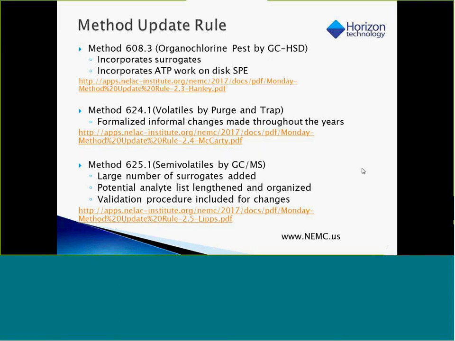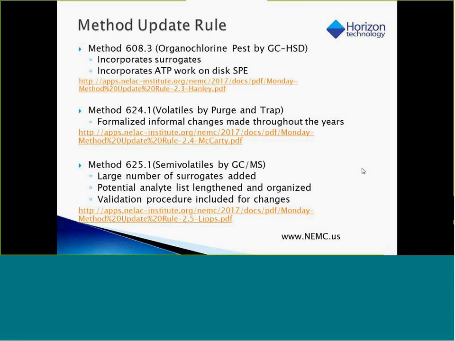Method 624, now .1, volatiles by purge and trap, this formalized a lot of informal changes that have been made throughout the years. So things like I mentioned, such as the change to capillary columns. And again, Harry McCarty did a great talk on that at NEMC, and you can go to the NEMC site and look for these talks. They were on Monday of that week, or you can click on these links when we send the slides later.